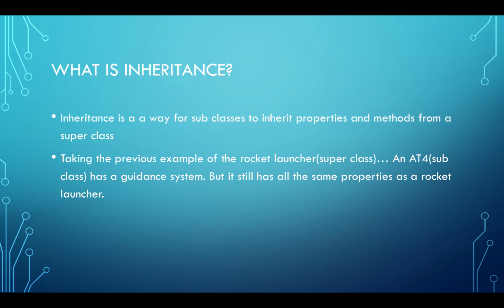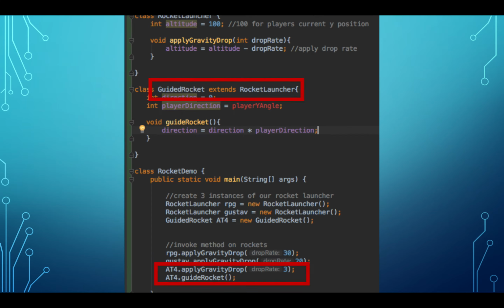So what is a subclass and a superclass? In the last example, we had a rocket launcher. We had the superclass, which would be a rocket launcher, and then we're going to create another class called the AT4, which is the subclass. The different functionality in there is going to be that it has a guidance system. So it's going to have all the same properties as a rocket launcher, but we're going to expand or extend the superclass with a subclass.